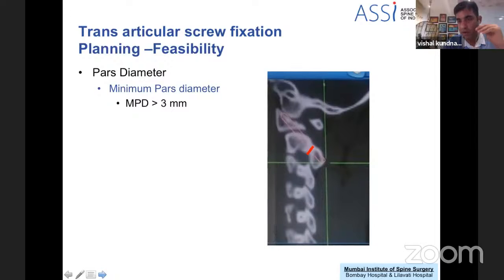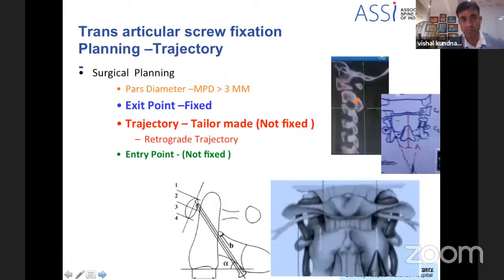And that's why even in a patient with a high riding vertebral artery, not that I recommend you all should do a transarticular screw in a high riding vertebral artery, but if it has to be done, it is surely possible. There are cases we have done in our series, more than 20 now, that if the minimum pars diameter is more than 3 millimeters, you can surely and safely pass a transarticular screw from C2 to C1 and achieve a good fusion there.